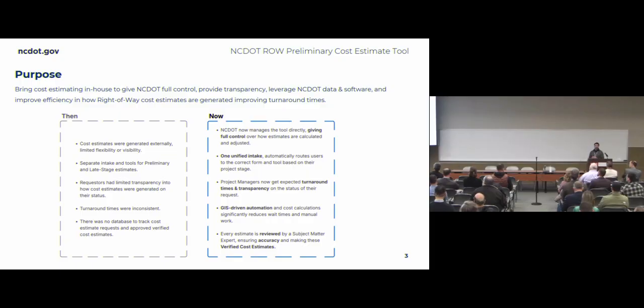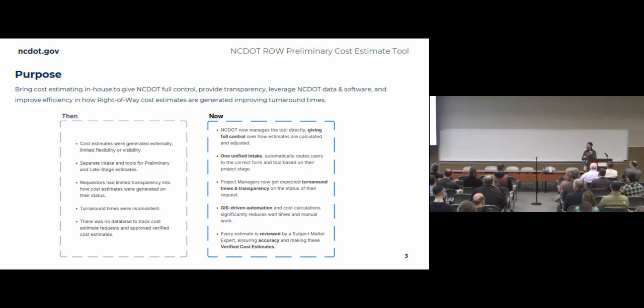We created a Power BI dashboard so that reporting was going to be a little bit easier from a project manager perspective, so you can see what's going on, and then also from a higher level reporting perspective, so that the right-of-way unit knows how they're doing and where things are in the process. So now there is a tool that is leveraging NCDOT data that is giving the department full control over this system. We're not sending it out.